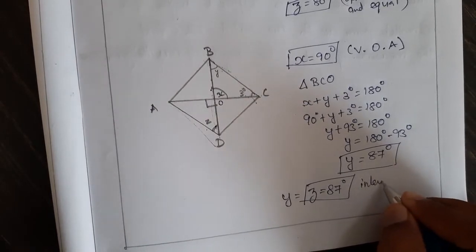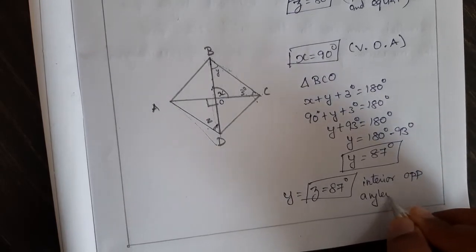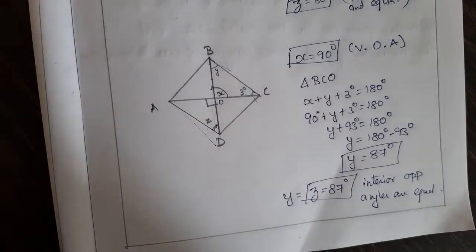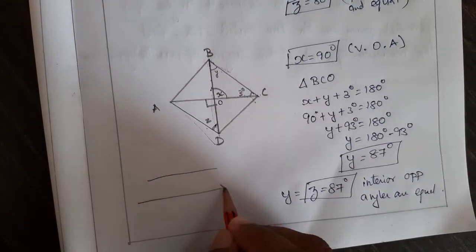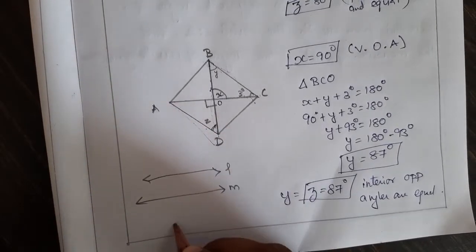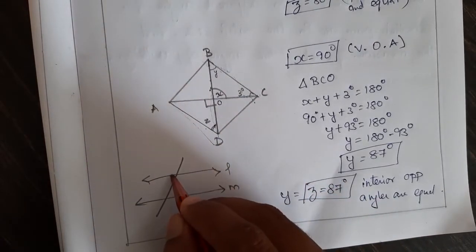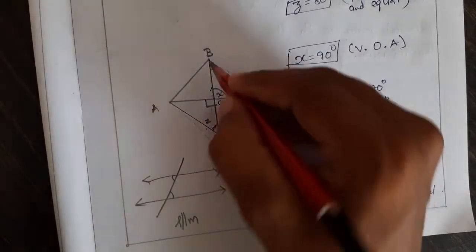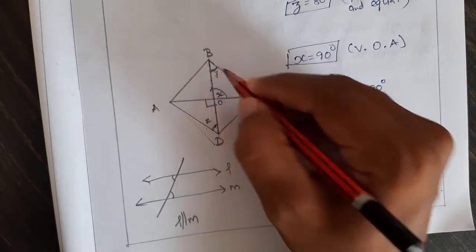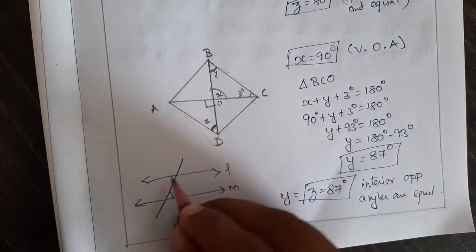Since interior opposite angles are equal, right? Do you remember that transversal line? I will draw once again and explain. There will be two parallel lines, L and M. L is parallel to M. One transversal line cuts them, then the interior opposite angles are equal. These are the parallel lines and this line is the transversal, so the interior opposite angles are equal. Do you remember that property?